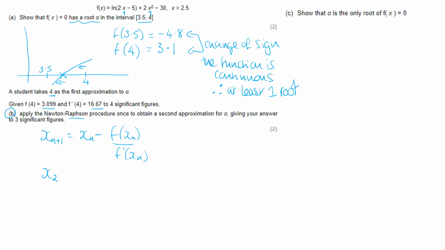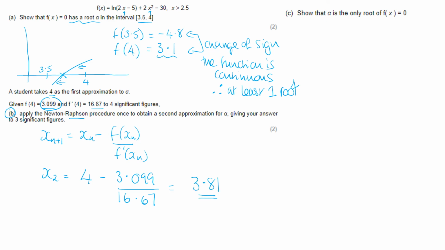It's asking us just to find the second one, so all we need to do is do 4 minus f of 4, which it's told us is 3.099. I got 3.1 there just to show that it was a change of sign, but 3.099 is a better one to use, and it's what the question has given us, divided by 16.67.